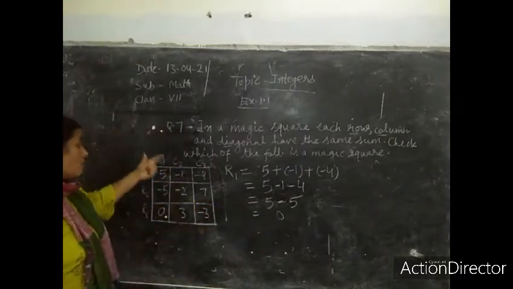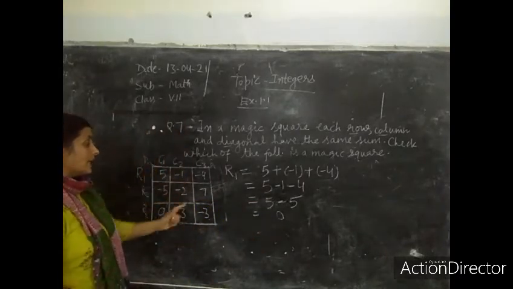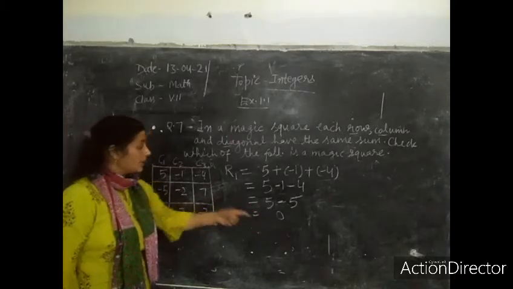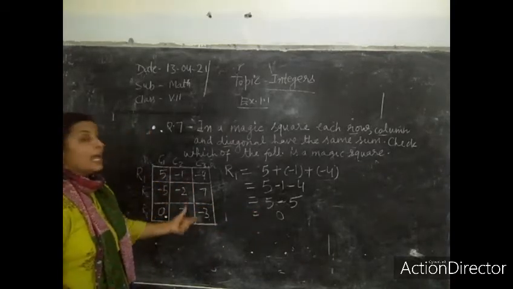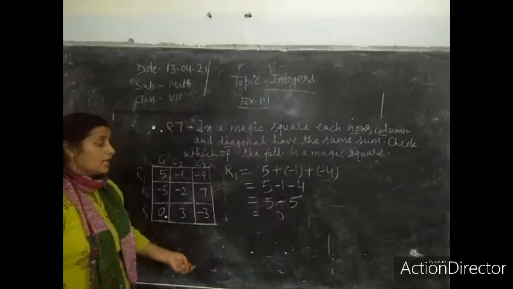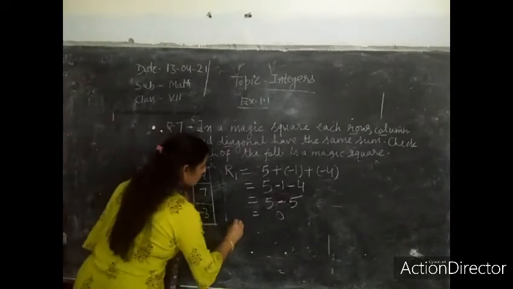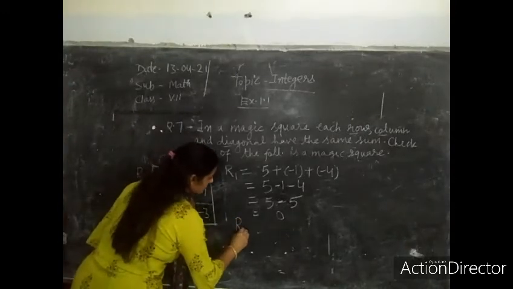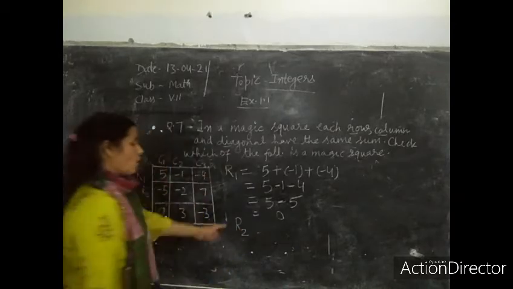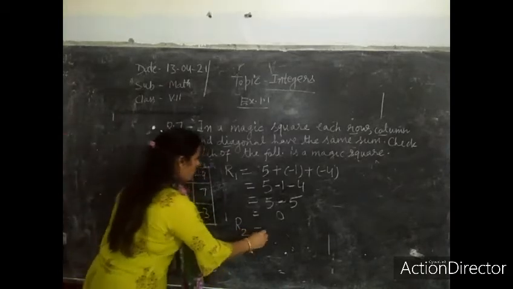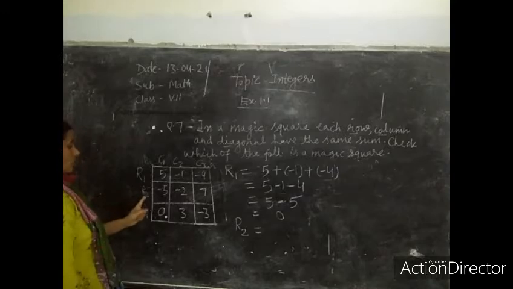If the sum of all the rows, columns and diagonals is 0, then it will be called a magic square. Okay. So now I am applying the same process on row 2. What about row 2? Come to row 2.